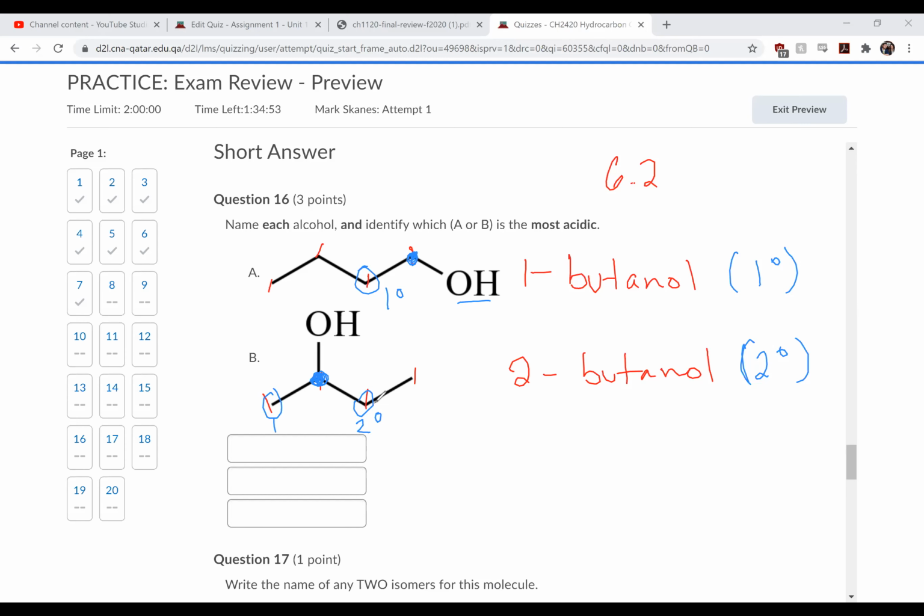And to know which is the most acidic, it's really easy. Primary is the most acidic, then secondary, then tertiary. Tertiary being the weakest. So the most acidic is 1-butanol. It's primary. Yep, cool. So Niam said butanol, 1-butanol, and it's primary, therefore it would be the most acidic.